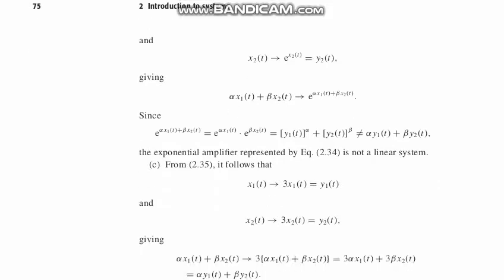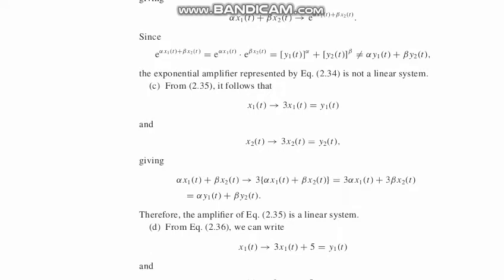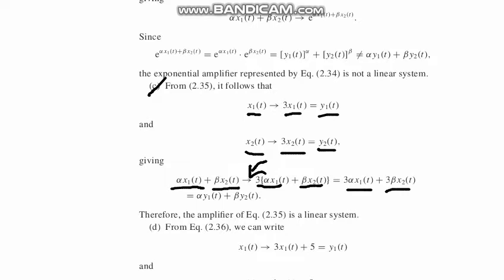So that is a non-linear system. Now the third system is the amplifier system, 3x1(t). Just convert x(t) into x1 and x2. First of all, convert it into two parts, y1(t) and y2(t), then apply this equation. On the left side, alpha x1(t) plus beta x2(t); after doing this you get 3 alpha x1(t) plus 3 beta x2(t). Take the common 3 out: 3 times alpha x1(t) plus beta x2(t).